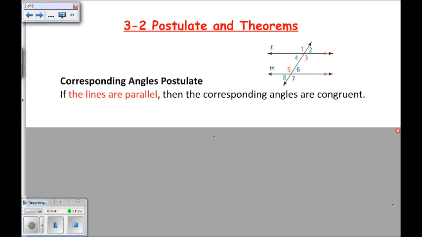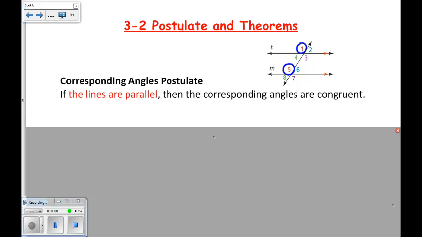Okay, the first is the corresponding angles postulate. If the lines are parallel, then the corresponding angles are congruent. All it's saying is that when the lines are parallel, then the angles that are corresponding angles are congruent. Make sure in your notes, if you're writing with a pencil or a pen that's all the same color, that you have a good way of marking which angles are corresponding angles.